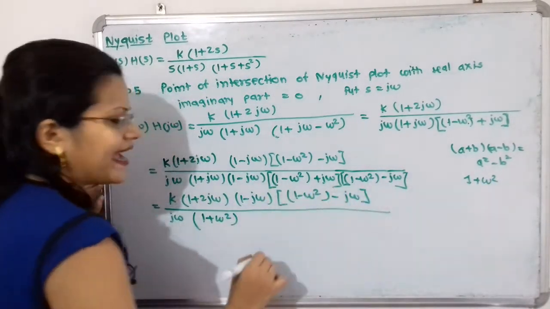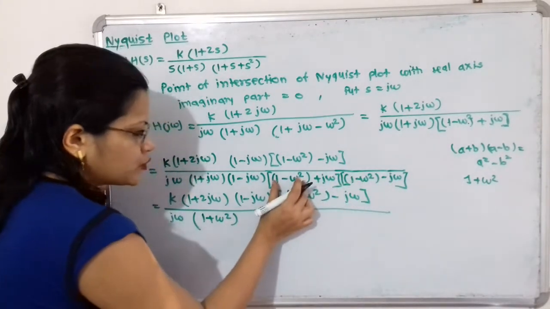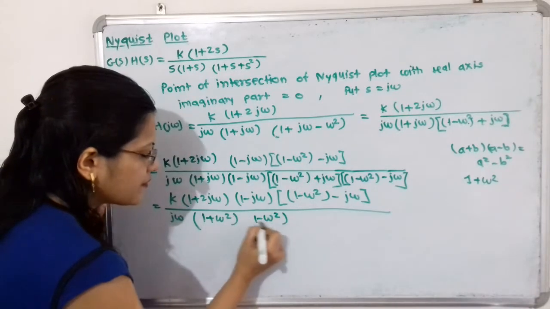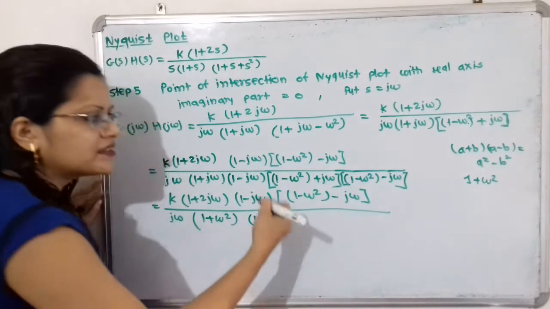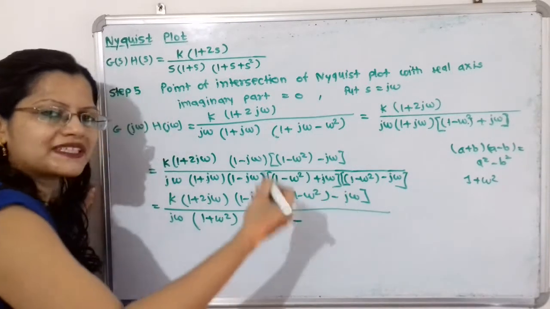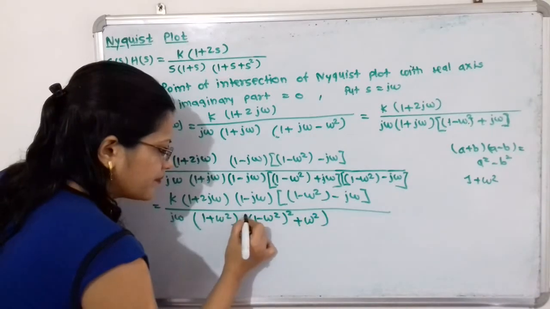Now here also I have to take this same term, that is a square minus b square. So a is nothing but (1 minus omega square) whole square minus b square. So minus b square means what? j square omega square, but j square is minus 1. So here plus omega square.